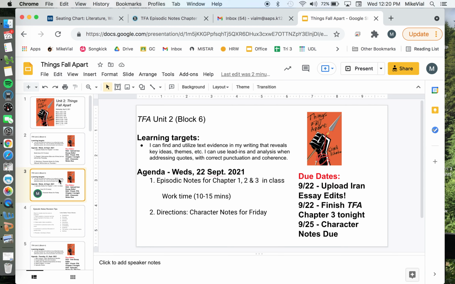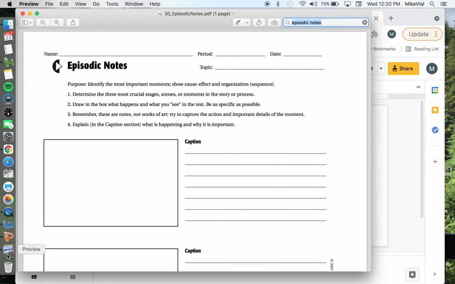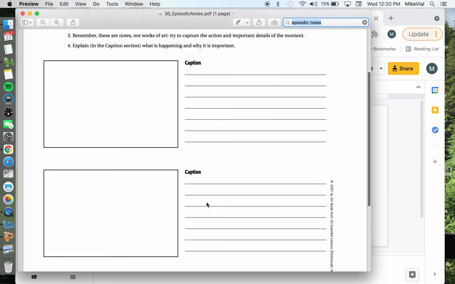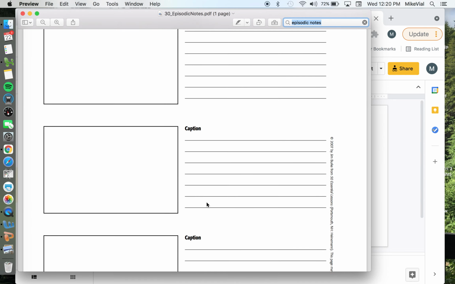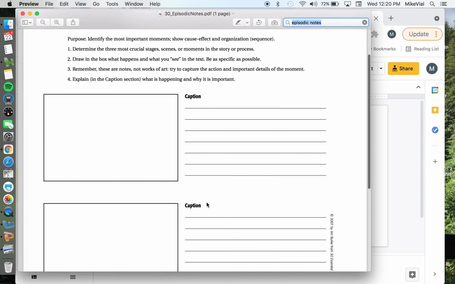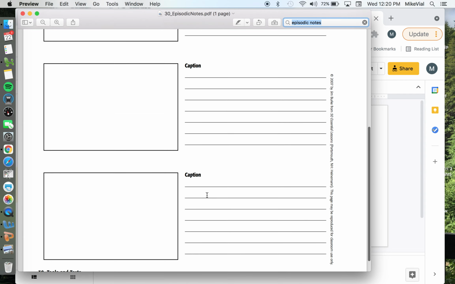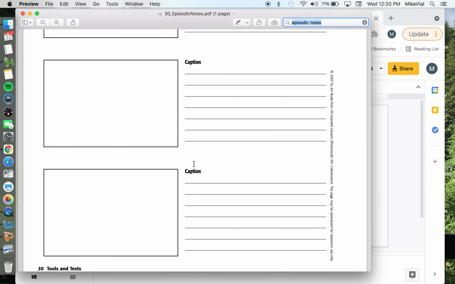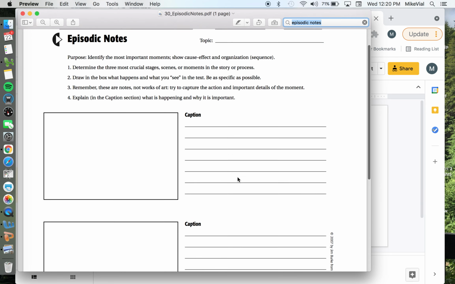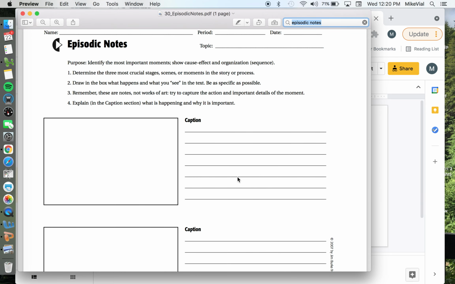We were utilizing the episodic notes that look like this, and students were either doing it on a separate piece of paper or using Kami to do it digitally. We were going through three key scenes. If you are in 4th block, we actually just focused on Chapter 1 and Chapter 2. Some students in 6th block, their last block, were focusing on Chapter 3. But it's really up to you which three key scenes you highlight that you have read so far.